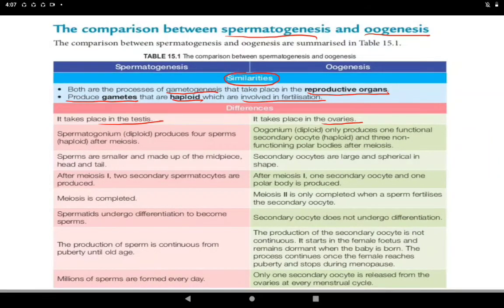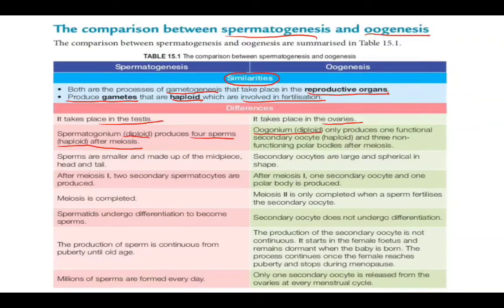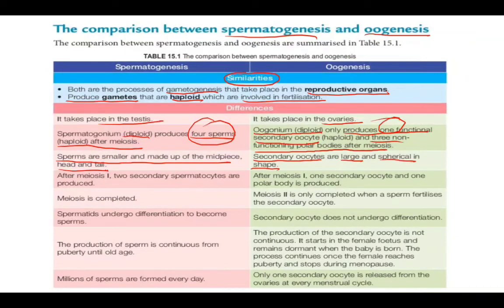In spermatogenesis, the spermatogonium, which is diploid, produces 4 sperms, which are haploid, after meiosis. And here, the oogonium, which is diploid, only produces 1 functional secondary oocyte, which is haploid, and 3 non-functioning polar bodies after meiosis. So remember, here 4, here only 1. Sperms are smaller and made up of a midpiece, head, and tail. And secondary oocytes are large and spherical in shape.